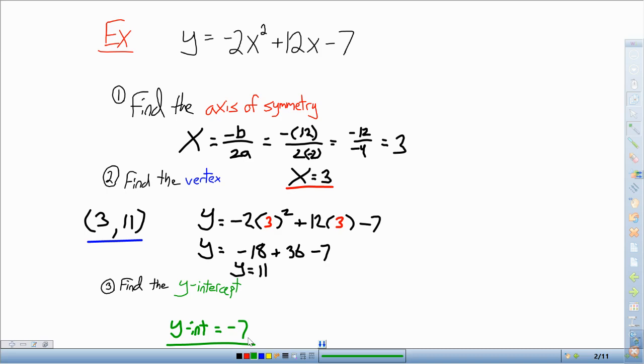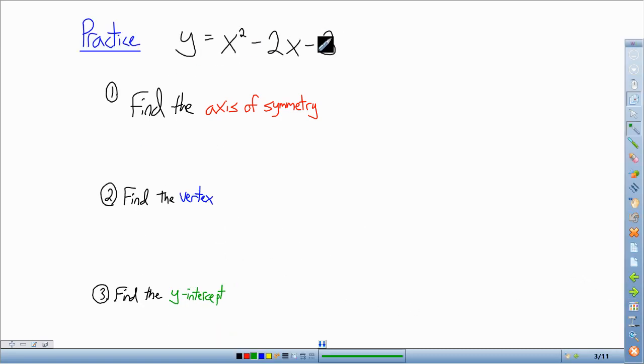We're not going to do that just yet on this one because I wanted you to just be able to practice these steps here. So go ahead and take a minute and try one of these on your own using this new quadratic function. All right, do those 3 steps, and then we'll get into actually graphing.